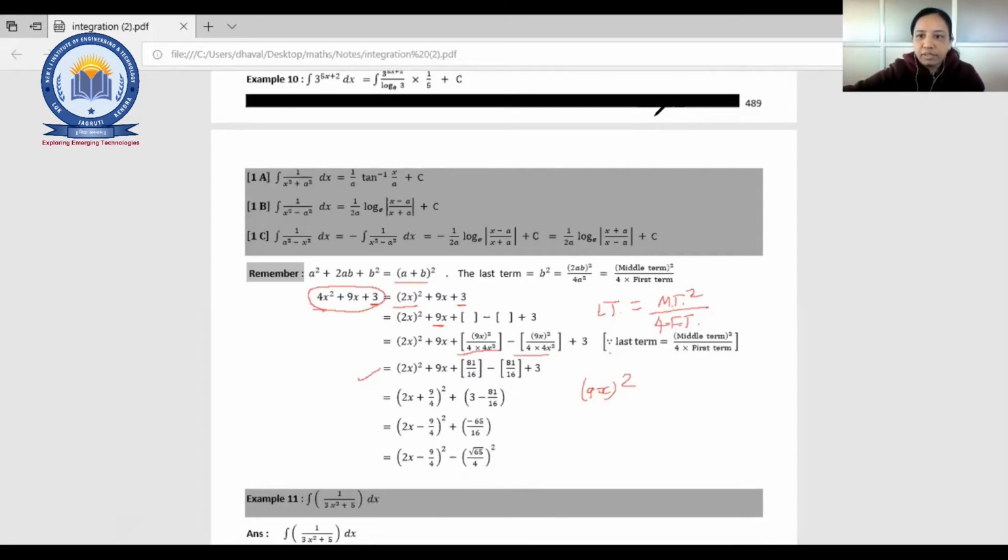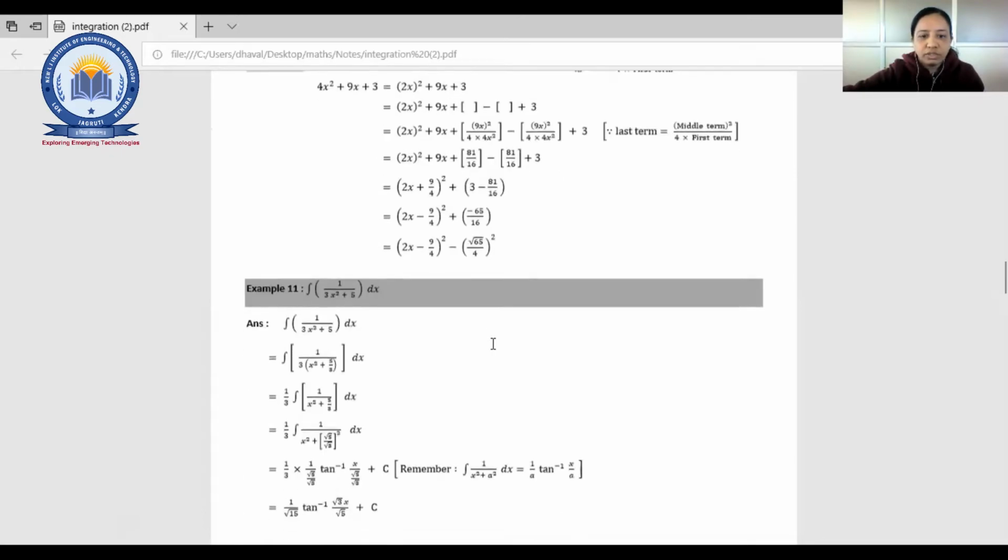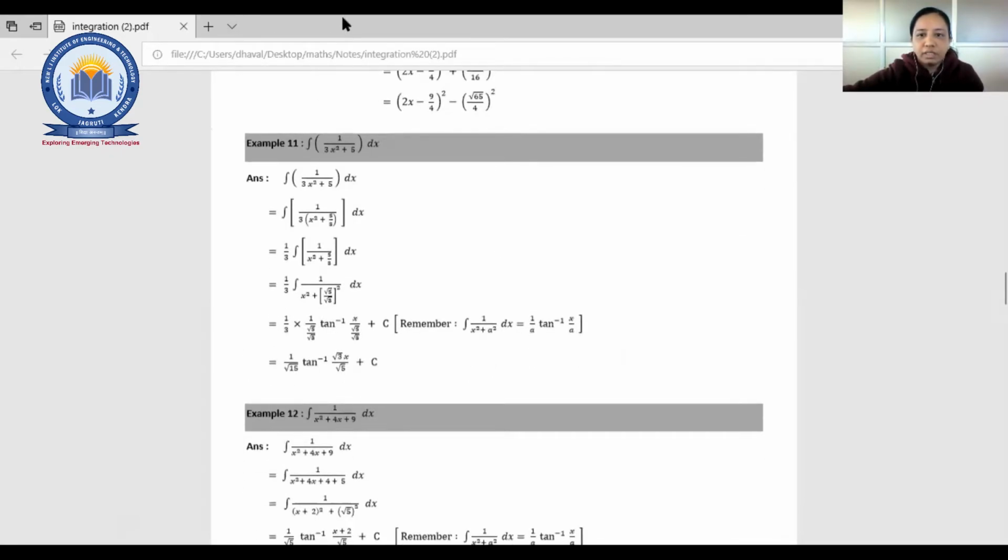Now we'll see the example related to that one. So example number 11: integration of 1 upon 3x square plus 5. After seeing that equation, 3x square plus 5, there is a plus sign, so I'll try to derive it into x square plus a square, because we know the integration of 1 upon x square plus a square dx is 1 by a tan inverse x by a. I know that equation, so I'll try to convert it into this form.